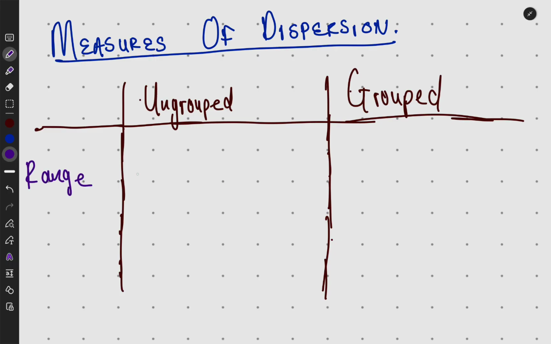Now what is the range? Well, the range for ungrouped data is going to be the highest value minus the lowest value. This gives you the range.